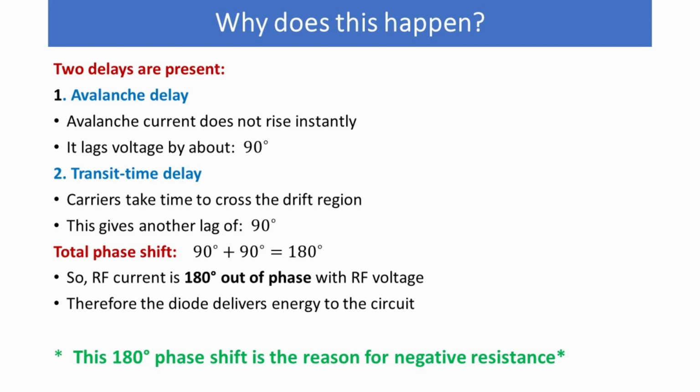Together, these two delays produce approximately a 180-degree phase difference between RF current and RF voltage. Because of this phase difference, the diode delivers energy to the microwave circuit. So, the 180-degree phase shift is the main reason for negative resistance.